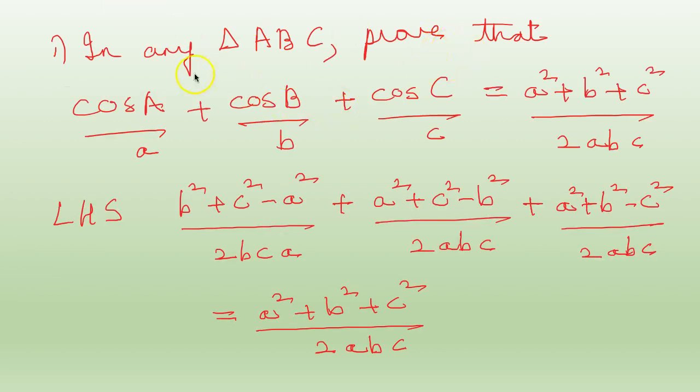In any triangle ABC, prove that cos A by a plus cos B by b plus cos C by c is a squared plus b squared plus c squared by 2abc. Using the cosine formula, cos A is b squared plus c squared minus a squared by 2bc, we have the a here, plus cos B is a squared plus c squared minus b squared by 2ac, we have the b here, plus cos C is a squared plus b squared minus c squared by 2ab, and we have the c here. The LCM is common, which is 2abc, so adding these terms we get a squared plus b squared plus c squared, which is our RHS.